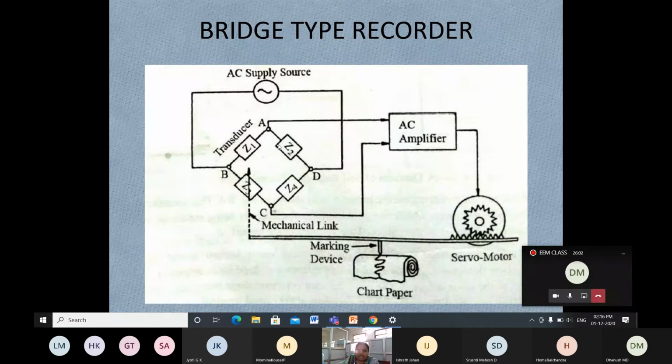Here transducers are connected. Based on this, when the bridge is unbalanced, that unbalanced condition is taken and the servo motor starts rotating. The marking device starts making a mark on the chart paper so that it gives the values of the change occurring at the bridge. This is what a bridge type recorder is. What is there in the figure? Just go on explaining the theory part.